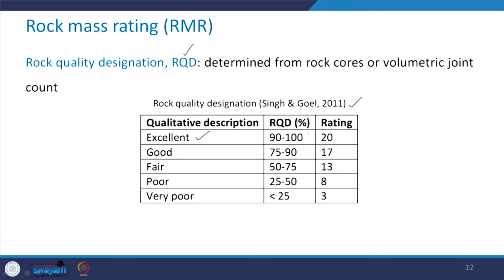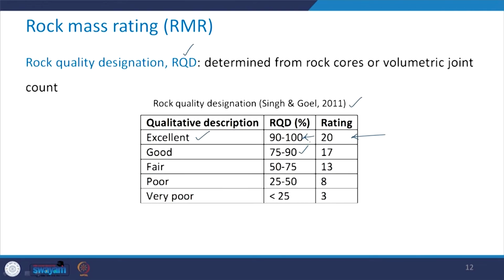Coming to the next parameter, which is the rock quality designation, RQD. This is determined from rock cores or volumetric joint count, and we have seen in some of the previous classes how to determine these. So, once we know the value of RQD, we can refer to this table in order to assign the rating for RQD in the RMR system. When you have the qualitative description of excellent, the corresponding value of RQD is 90 to 100% and the rating which is assigned is 20.